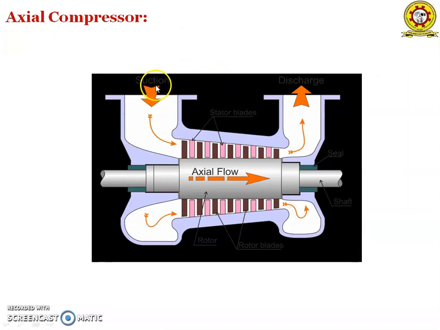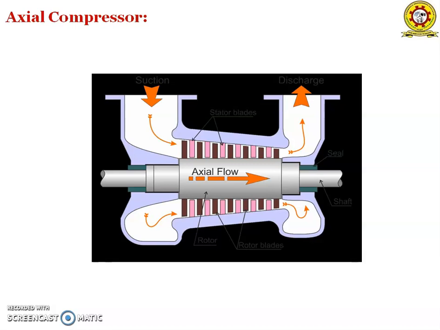The components are suction, stator blade, discharge, seal, shaft, rotary blades and the rotor. So this is the example for the axial flow compressor. The axial flow compressor is used in industry where high flows and pressures are needed.